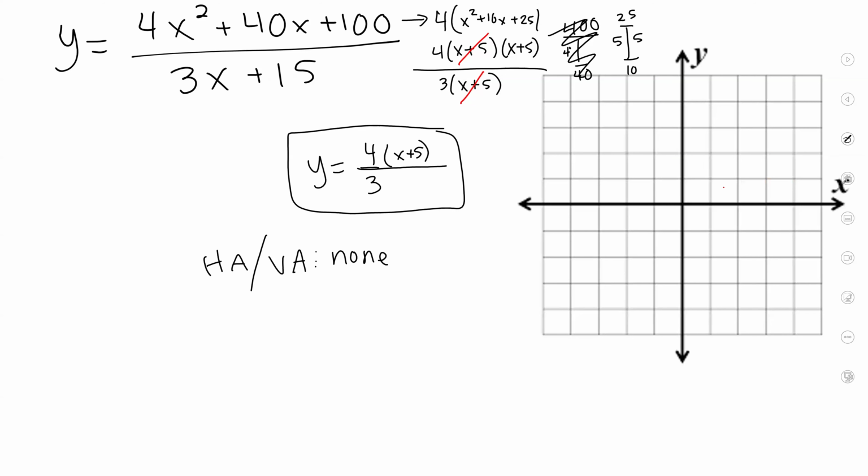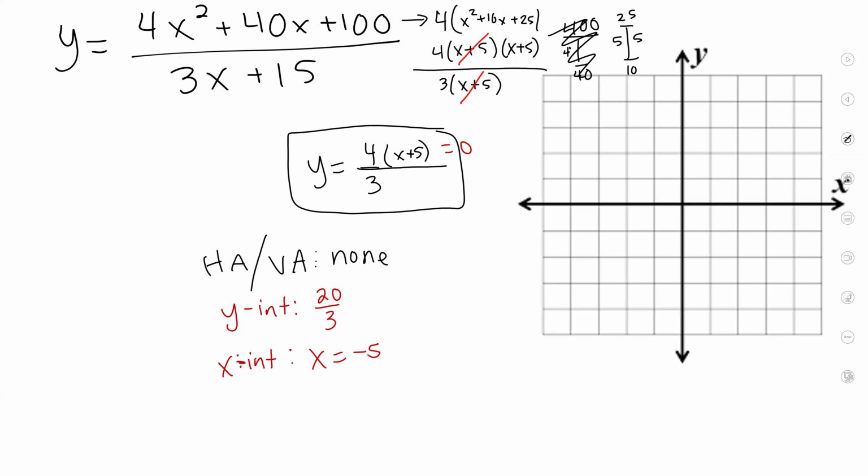Okay, for your y-intercept, you plug in 0. So we'll get 4 times 5, which is 20 over 3. For x-intercept, we set the numerator equal to 0 and solve it. So we'll get x is negative 5.